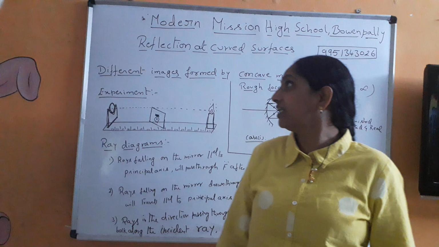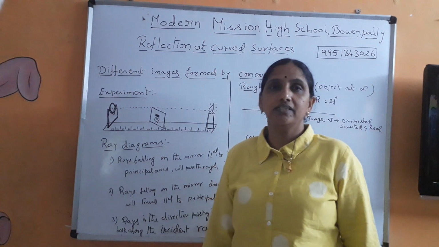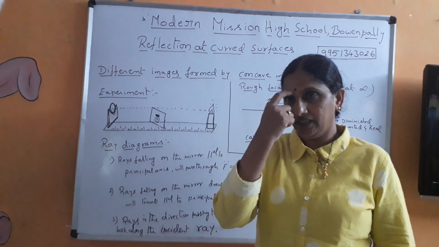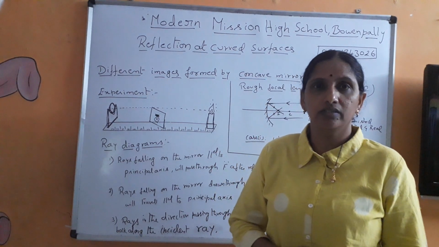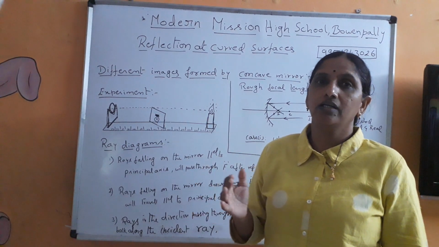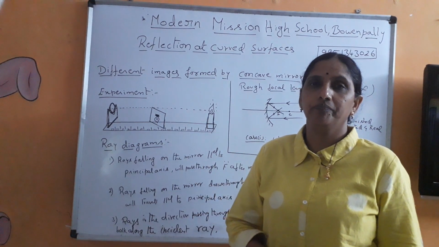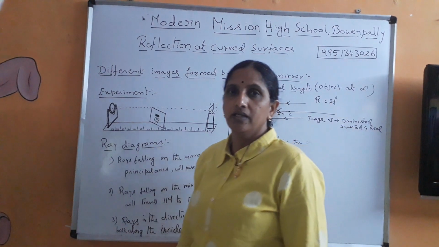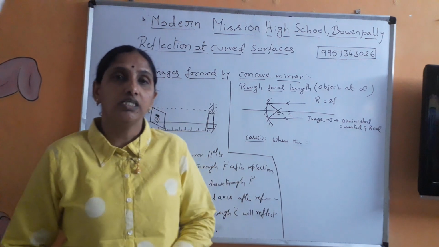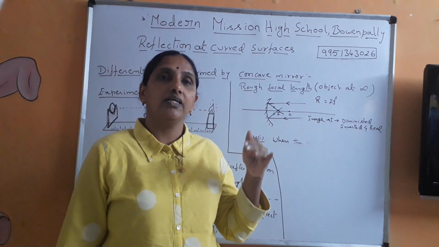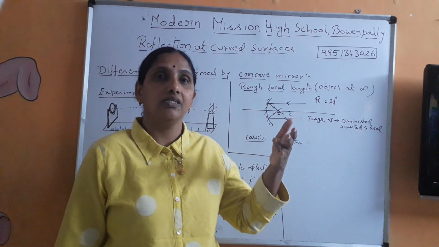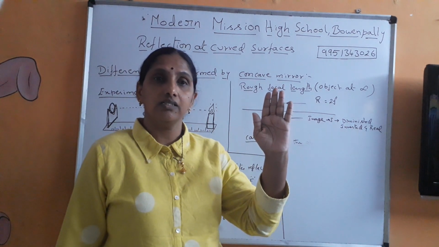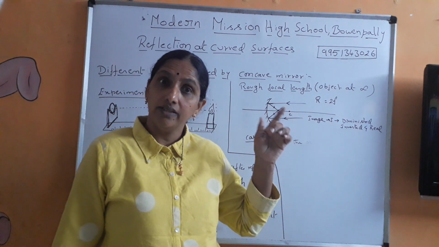Back to physics class, reflection at curved surfaces. In the previous class we discussed the focal point in the case of convex mirror and concave mirror. Now we are going ahead in the topic, where we are going to see what the different kinds of images are, whether the image is inverted or erect, real, and so on.